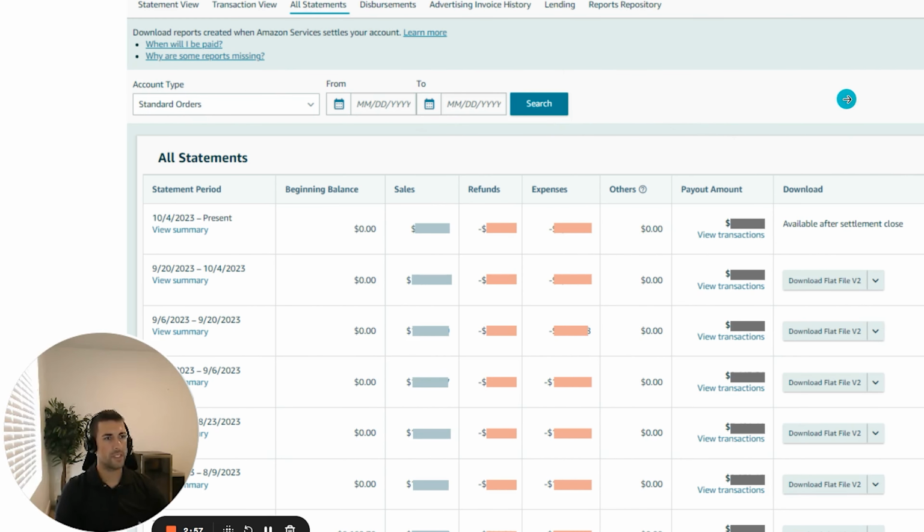Under all statements, you're going to see all the different payout periods or payout statements, and how much was attributed to refunds, expenses, how much total sales, and how much the total payout amount was. You can download those as a flat file. You'll see those as a past history where you can click summary and download that flat file.